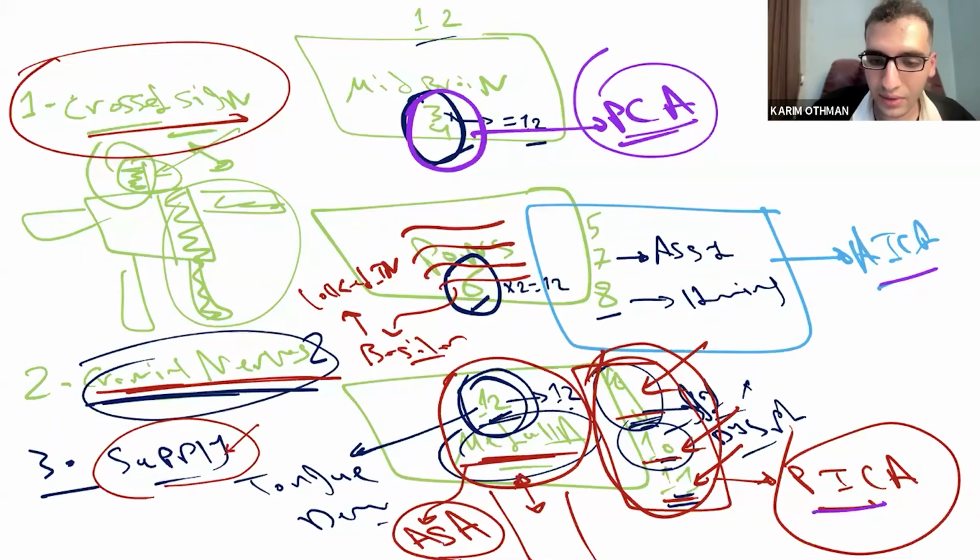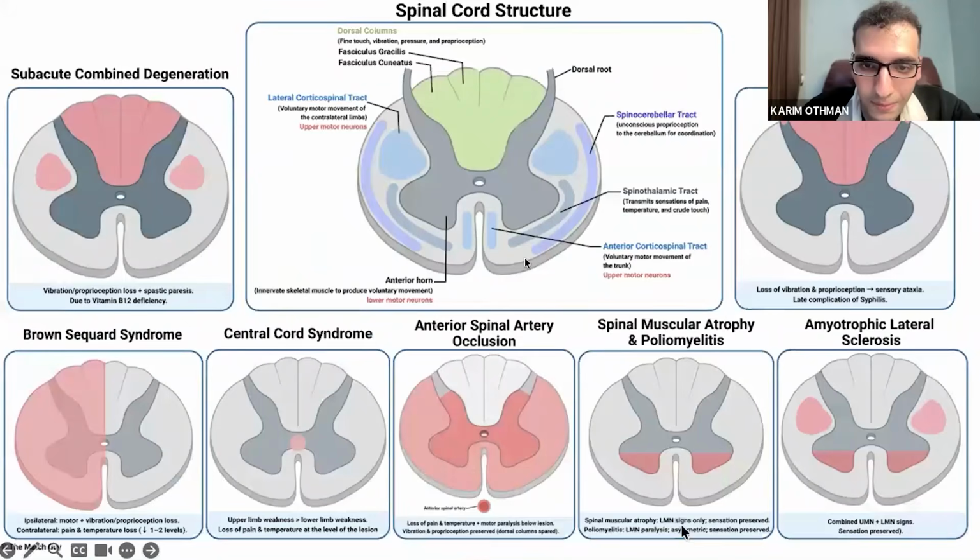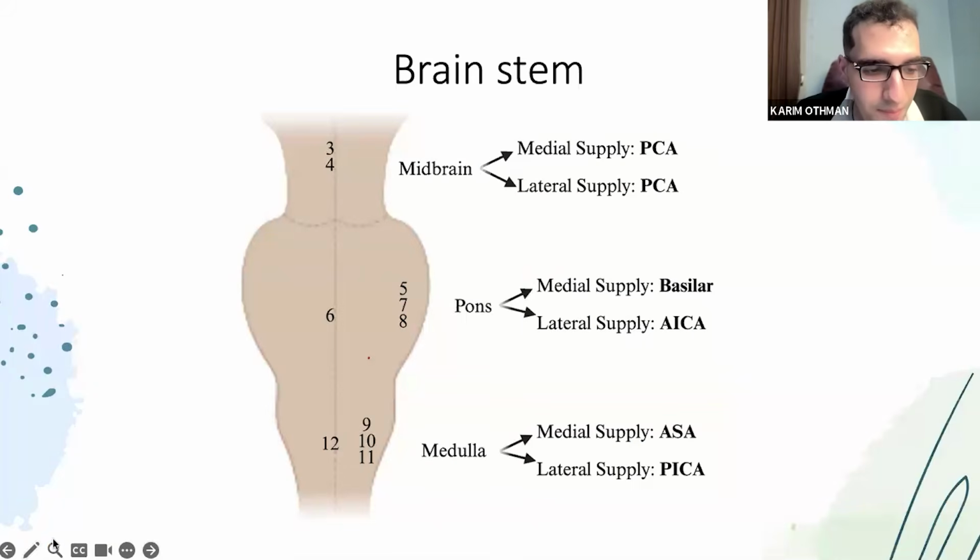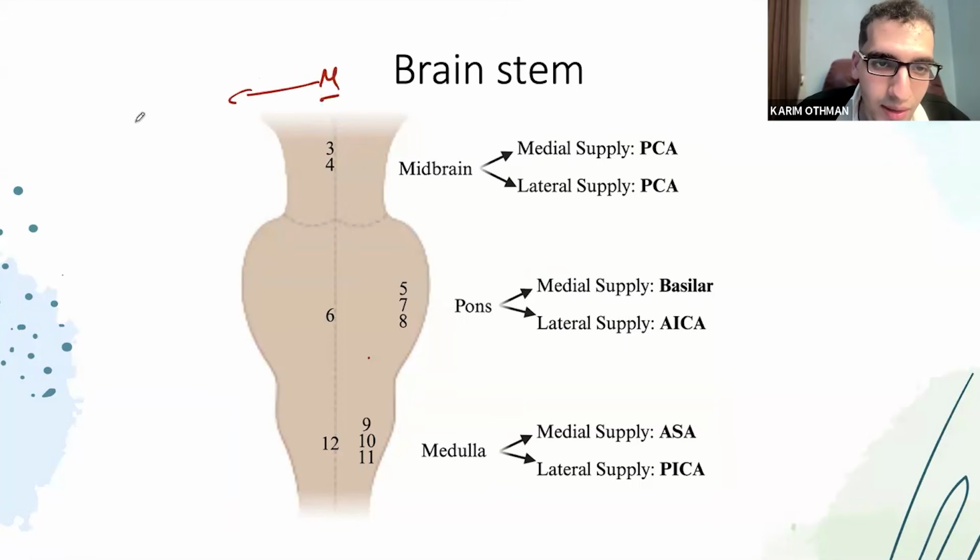Sure, I can tell you this, guys. So what I can tell you is this. Anything with M is medial, guys. The medial lemniscus is medial. This is important for proprioception and vibration.